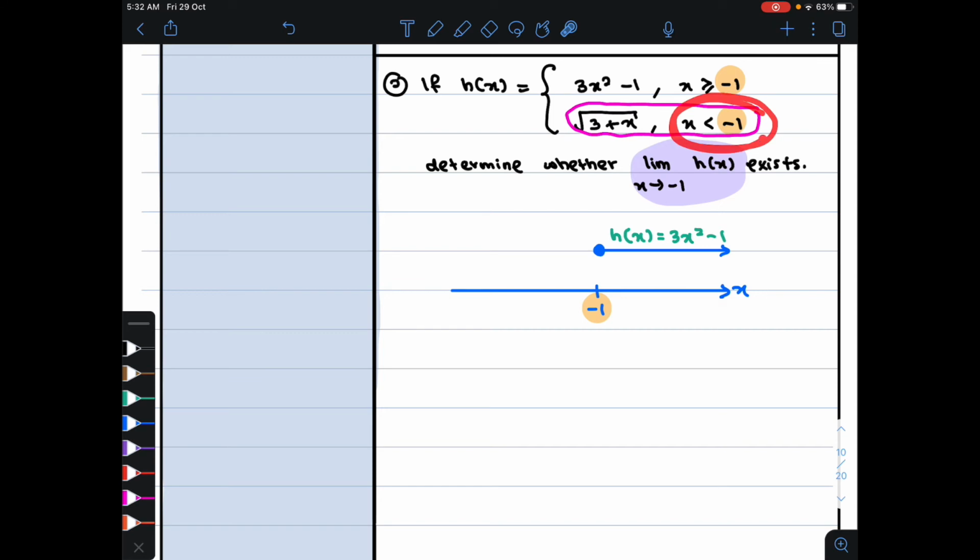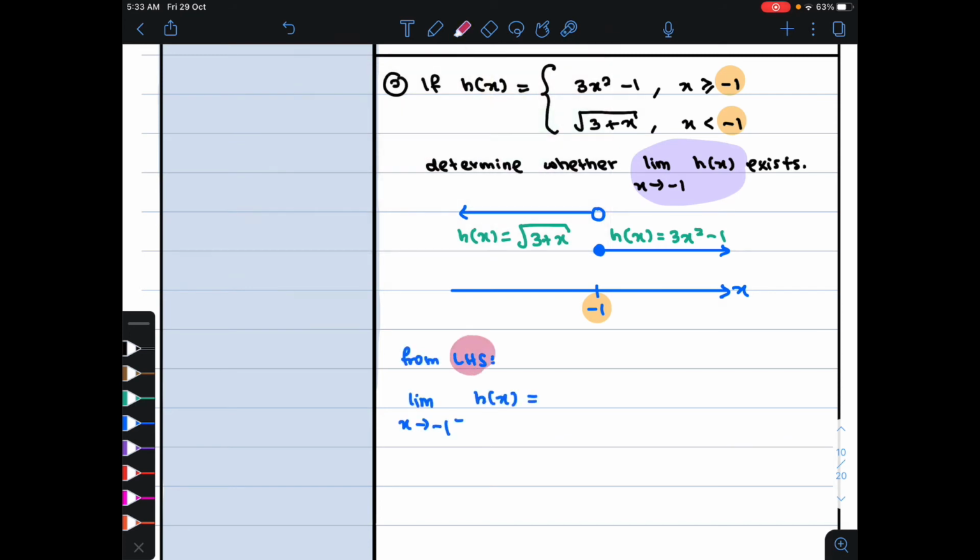As x is less than -1, we're going to have an empty circle going to the left. The function h(x) is √(3 + x). So this means that on this area here, we're going to use the function h(x) equal to √(3 + x). Now let's find the limits from the left hand side and the right hand side.